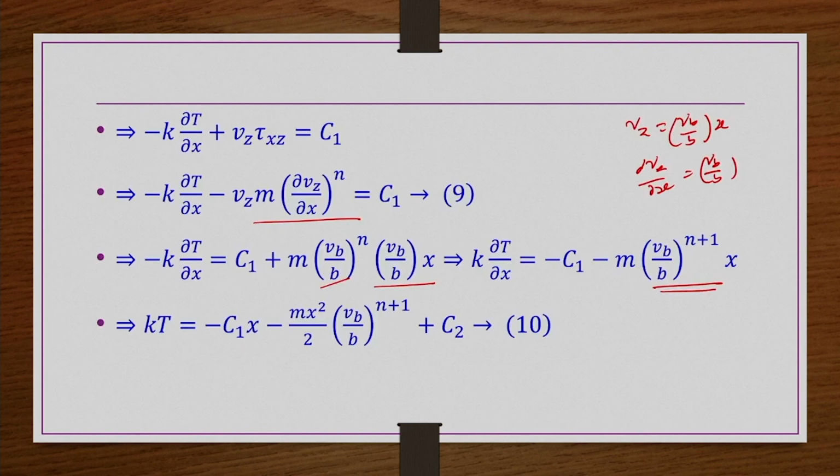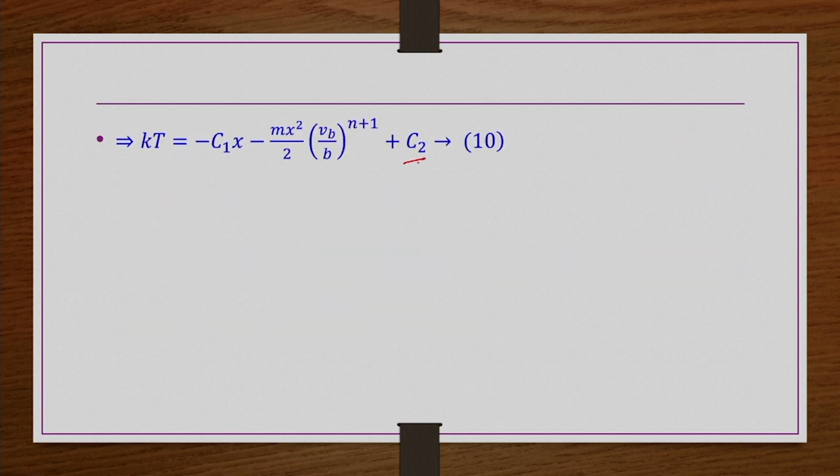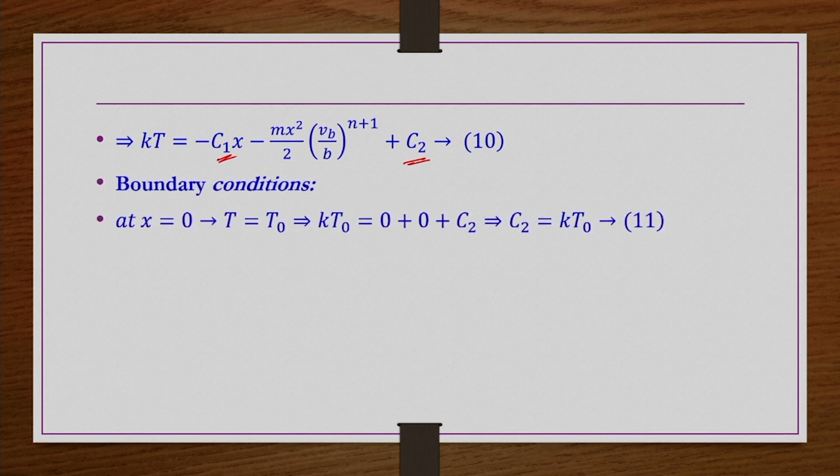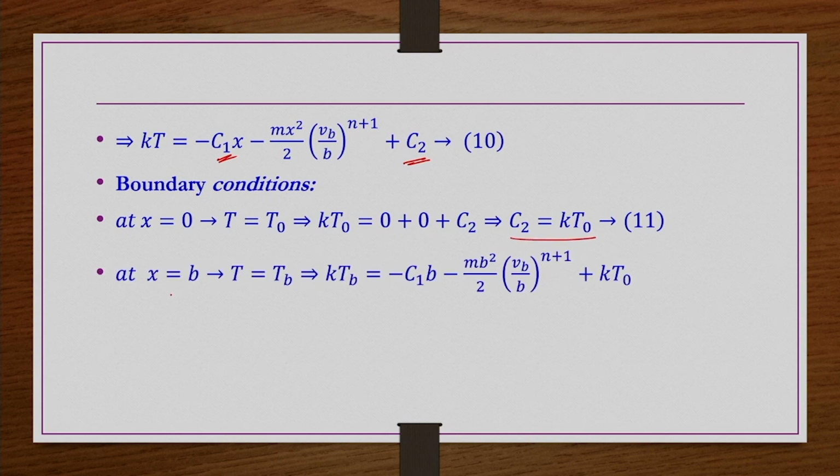Now, in this equation we are going to obtain the constants C1 and C2 by applying the boundary conditions for the temperature. So, at x equal to 0, T is equal to T naught. That means k T naught is equal to 0 plus C2, so C2 is equal to k T naught. And then at x equal to b, T is equal to Tb, that means k Tb is equal to minus C1 b minus m b square by 2 Vb by b whole power n plus 1 plus C2, which is k T naught.